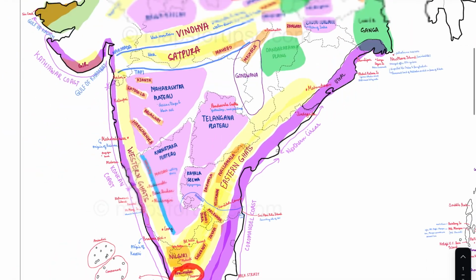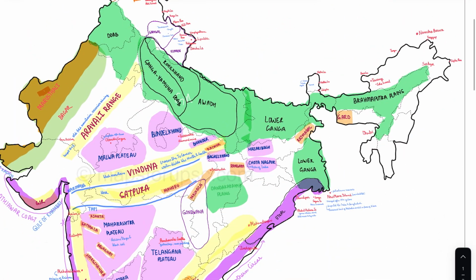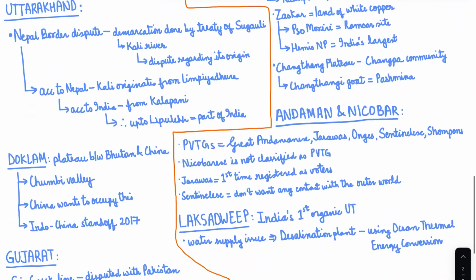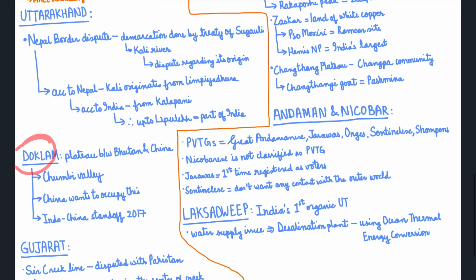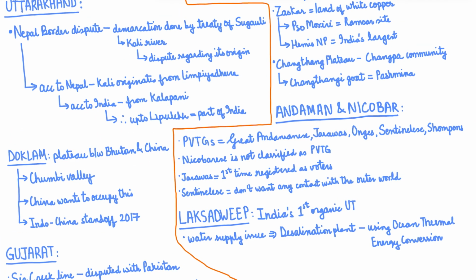So let's talk about some of the news over here. Doklam was in news because this is a plateau between Bhutan and China, not in Indian territory. This is in Bhutan territories. In Doklam we have the Chumbi Valley, and China wanted to and still wants to occupy this area. There was the Indo-China standoff in the year 2017.